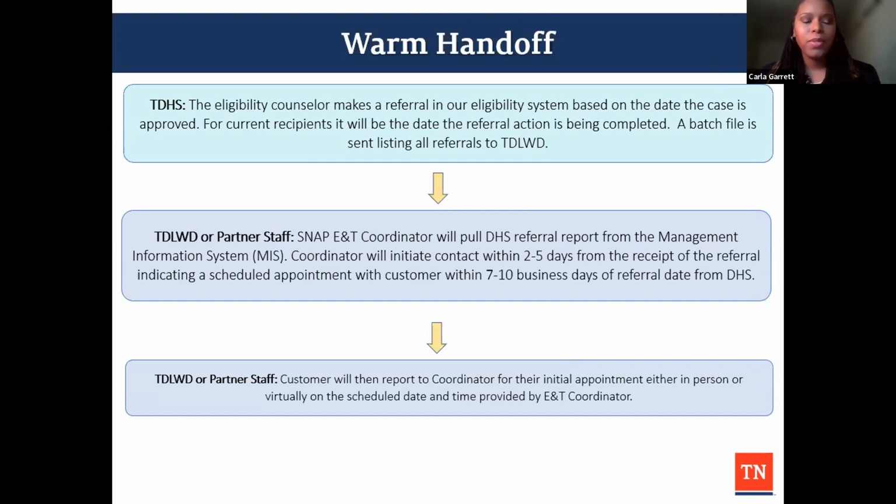From there, we're able to get a partial application so that we can start the process of moving the individual from just interested in the program to participating in SNAP E&T. Once we get that information, we set up an initial appointment so that we can talk to them, further explain what SNAP E&T is and what that will mean for them, and understand the barriers they face, so that we can tailor the services available in SNAP E&T and our other workforce programs to help meet their employment and training goals. We'll see more about that structure here in a little bit.